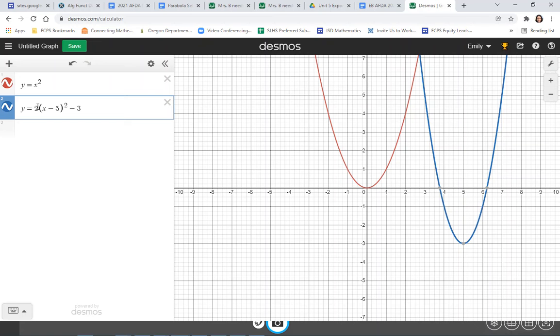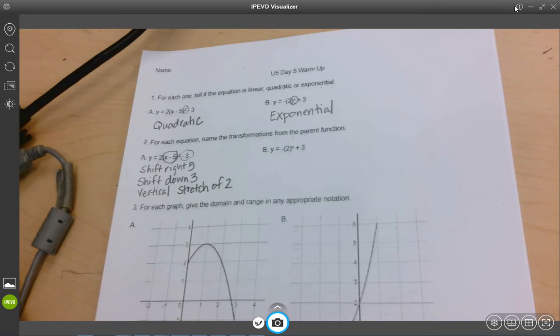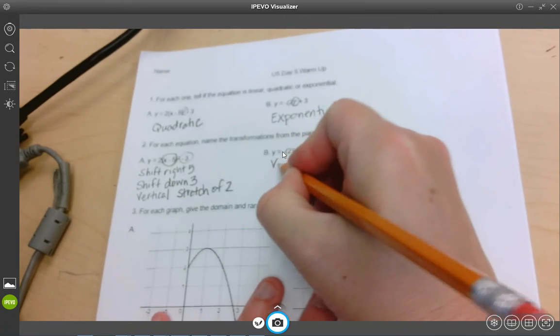You guys ready to do the next one? Okay. All right, so for the next one, we have a negative and we have a 3. What did the negative do to the function? It reflected. Yeah, it did reflect. So we had a vertical reflection.